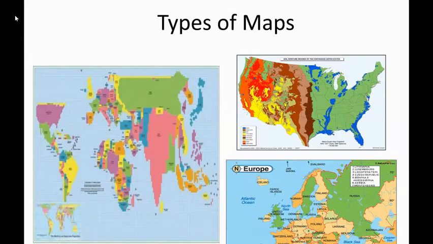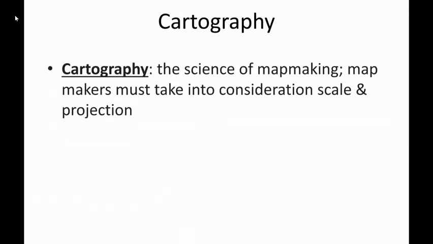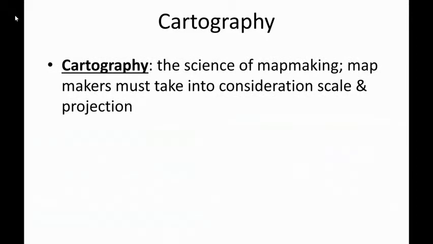All right, this is the lecture on different types of maps. We're going to start with cartography. Cartography is the science of map making. And whenever map makers make maps, they have to make some decisions.